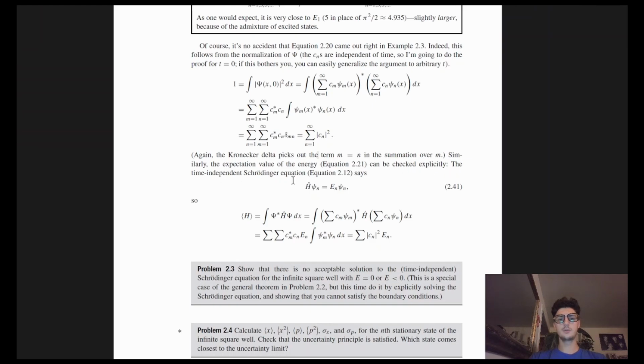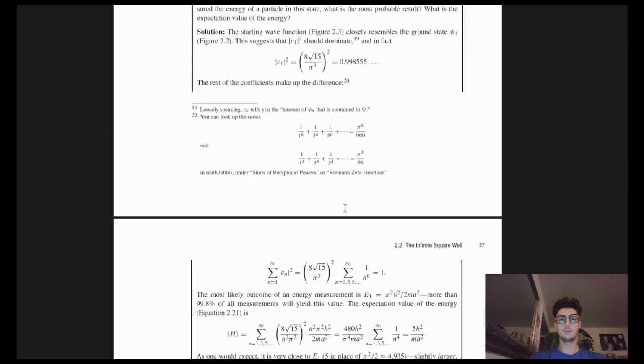The time-independent Schrodinger equation, equation 2.12, says here, Hamiltonian times psi subscript n, the solution to the infinite square well, equals E subscript n, the energies of the square well, times again the wave function of the square well. So, the expectation value of the Hamiltonian is: sandwich it between psi star and psi, integrate over all space, replace psi star with this thing, the summation that we found.